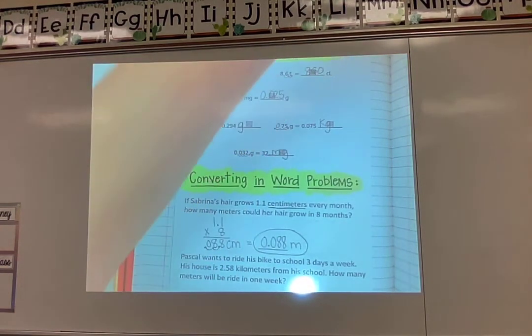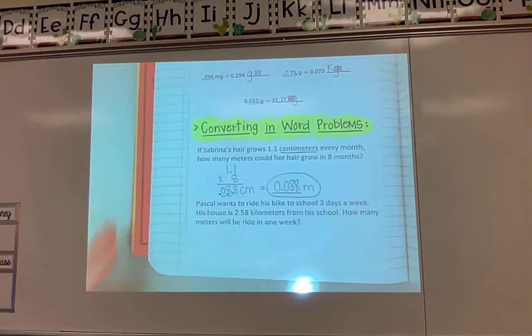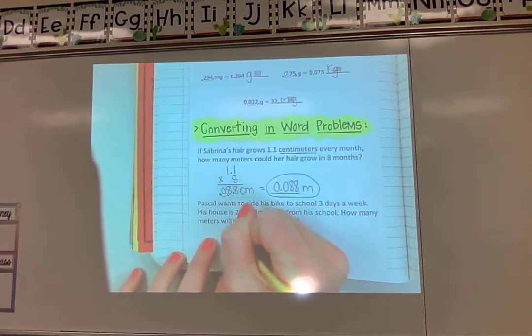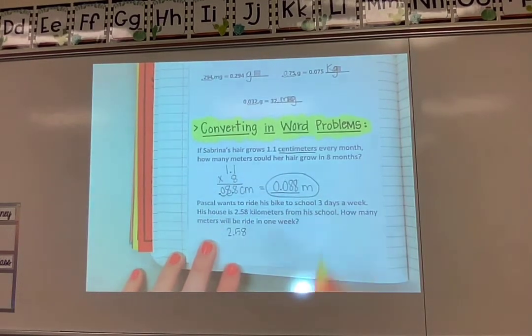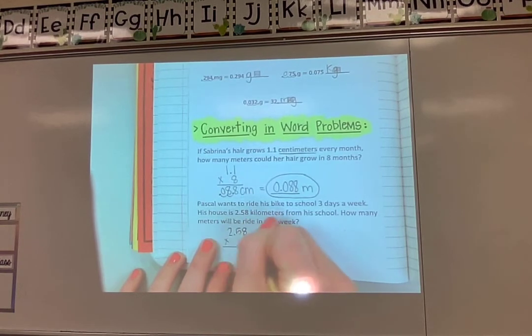Let's do one more here, and then we will get started on your assignment. Pascal wants to ride his bike to school 3 days a week. His house is 2.58 kilometers from his school. How many meters will he ride in 1 week? All right, so his house is 2.58 kilometers from the school. So that's how far he's going to ride. And he's going to ride that 3 days a week. So I need to times it by 3 to see how far he will ride in 1 week.